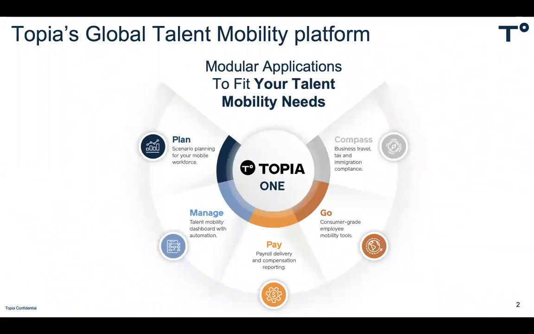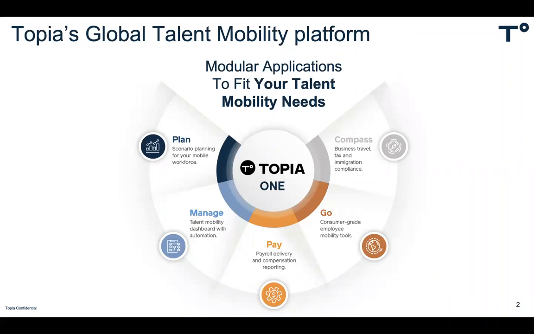So first of all, introducing the Topia platform. Topia's global mobility platform allows you to effectively deploy and manage your mobility program end to end. So the Topia One platform is the only cloud-based solution designed to connect and standardize all of the data that's required to effectively deploy, manage, and engage mobile talent across the world.